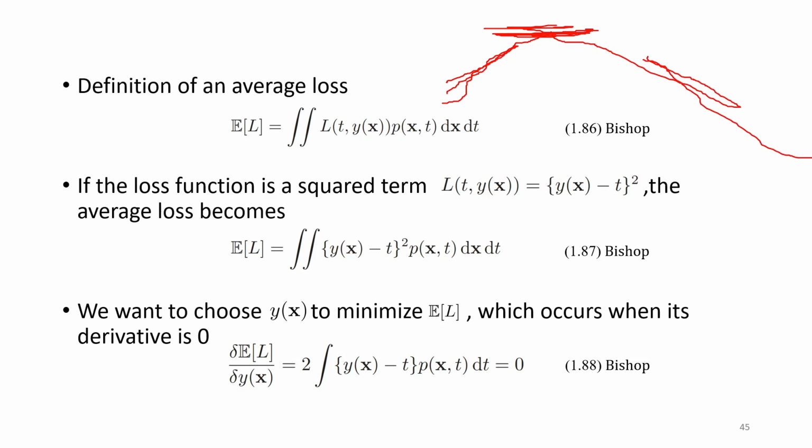Therefore, the expected loss will be minimum when its derivative with respect to y is 0. So what is the derivative of this term with respect to y? Because it is a square, the coefficient will move here, and then it will be y minus t times its joint probability dt.